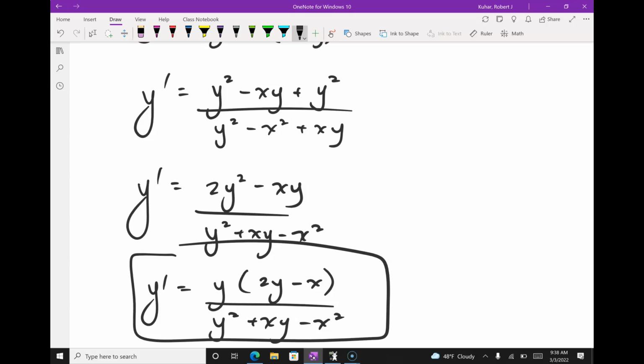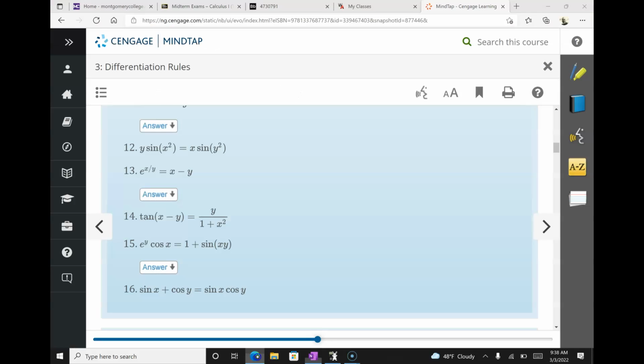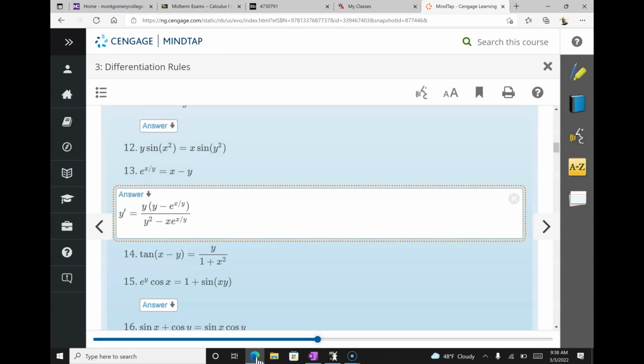That's a lot to write, right? But you don't need to copy, you need to do it yourself. See if you get the same result. What's nice about that problem in WebAssign is that you can see they took my answer. They stopped it before I put in the substitute for e to the x over y. But that's fine, right? I could say to you, find the y prime in terms of x, y, and e to the x over y, right?